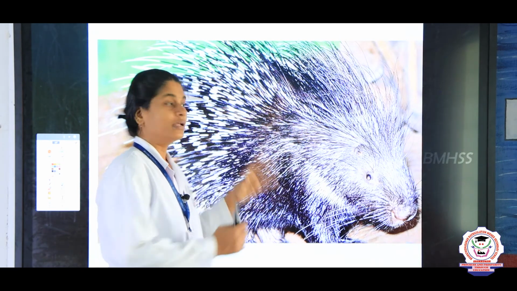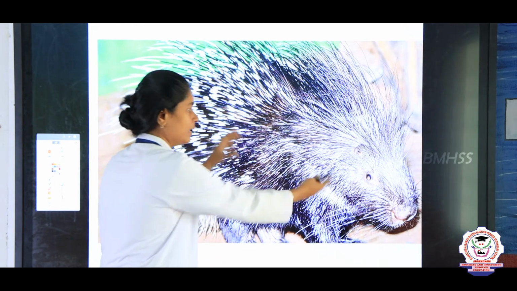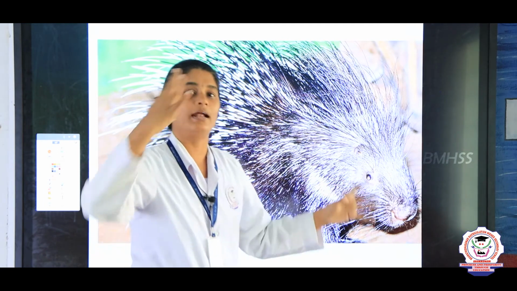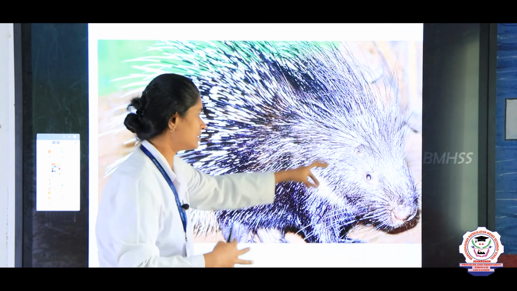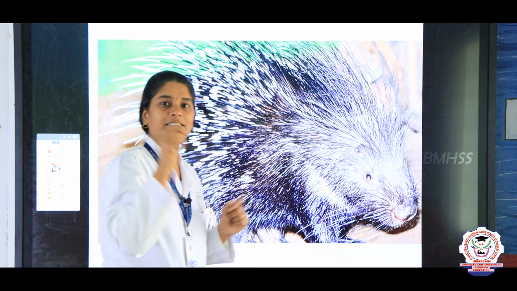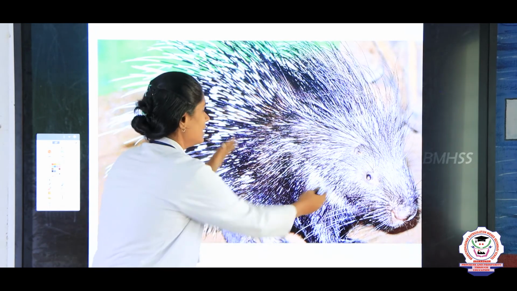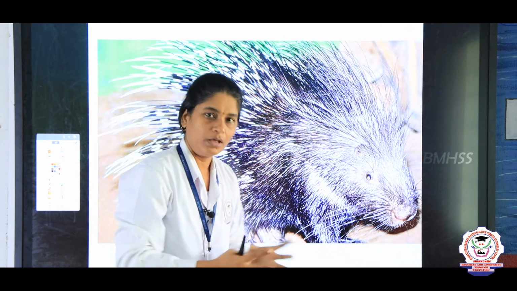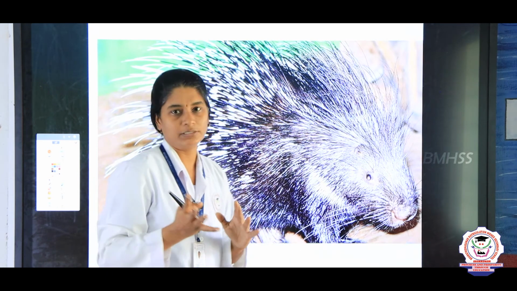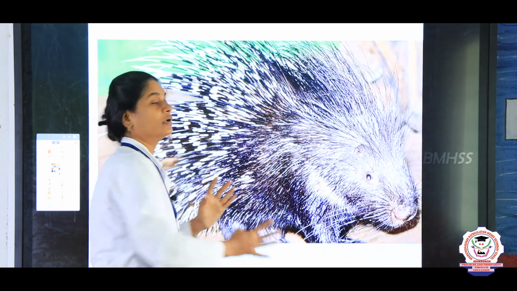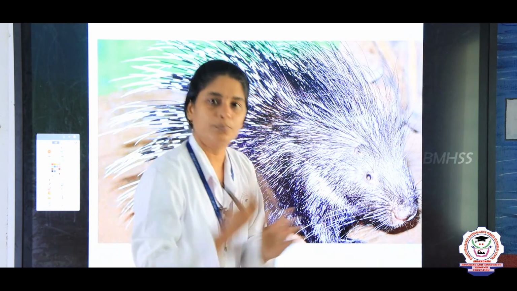So, thereby these quills protect the animal from danger. If any other animal comes and hunts this animal, that animal gets pricked with the quills, right. So, thereby this animal is getting protected from those animals. Okay. So, this is also an adaptation for protection.